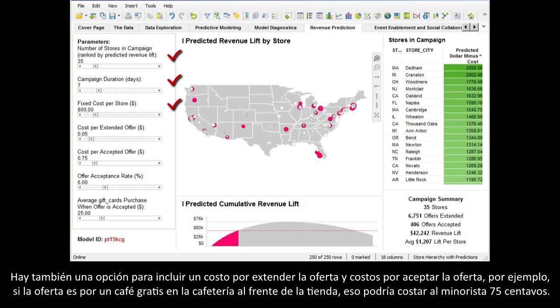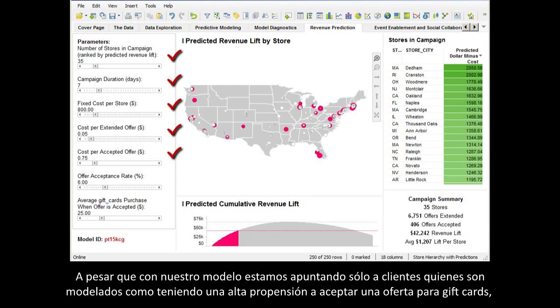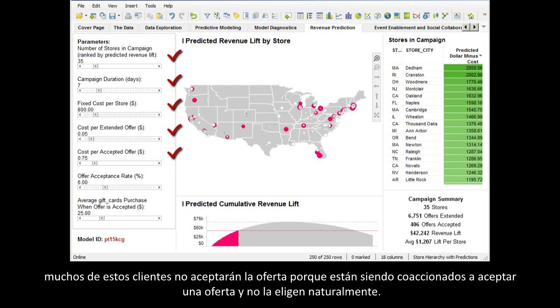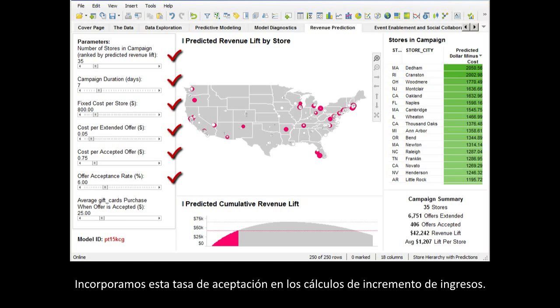There's also an option to include a cost for extending the offer and a cost for accepting the offer. For instance, if the offer was for a free coffee at the coffee shop at the front of the store, that might cost 75 cents for the retailer. Even though with our model, we are only targeting customers who are modeled as having a high propensity to accept an offer for a gift card, many of these customers will still not accept the offer because they are essentially being coerced to accept an offer and not naturally choosing it. We factor this offer acceptance rate into the revenue lift calculations.